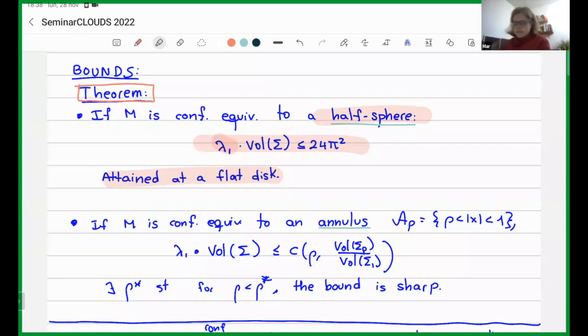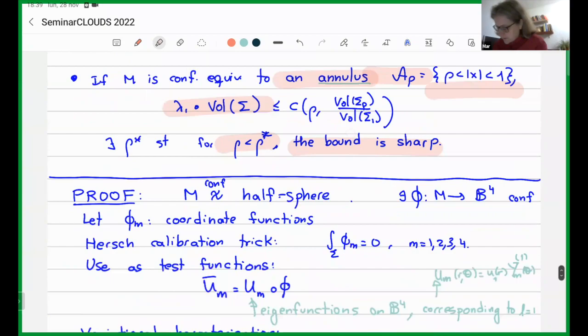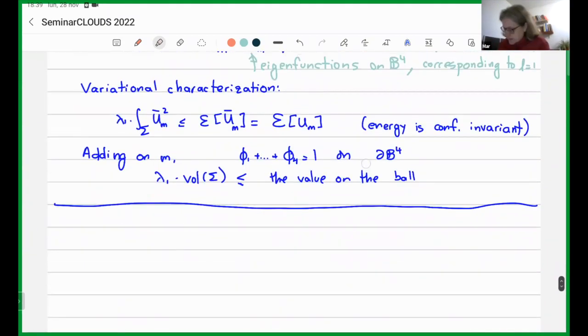Now, here you get the interesting result. If M is conformally equivalent to an annulus, say I of rho, you can also give a bound that has the same type of scaling, in terms of some constant that I'm not going to write down explicitly. What is interesting is that there exists some rho star such that if rho, which is the size of the annulus, is smaller than rho star, then this bound is sharp. But when rho is larger than this rho star, a bifurcation happens, and I will explain in a moment what this bifurcation is about. This is very similar to what happened with the annulus in the first part of the talk: I had a bifurcation depending on the size of the annulus. So let me give the proof of this result.